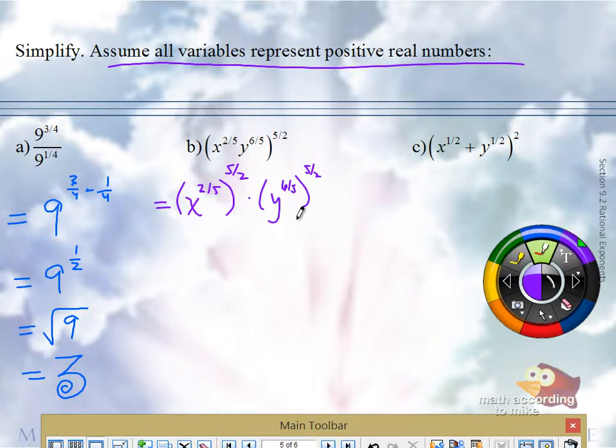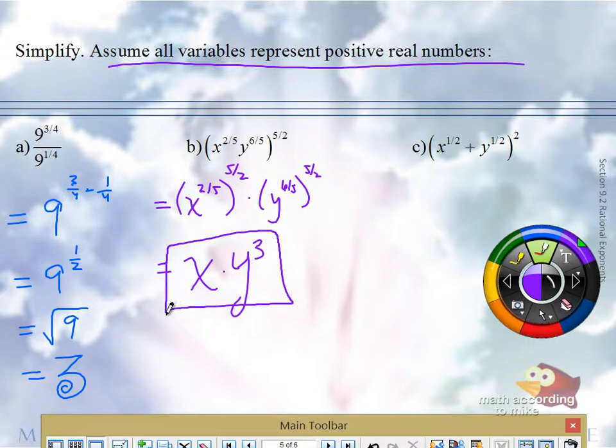You have a power to a power. If you have a power to a power, what do you do with the powers? Multiply them. What is 2/5 times 5/2? 1. You don't have to write the 1. Times. What is 6/5 times 5/2? What? 3. X times y cubed.